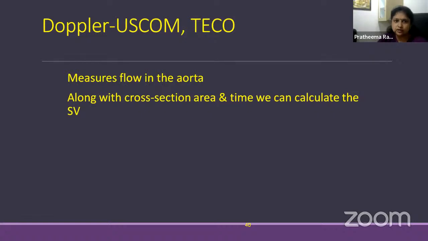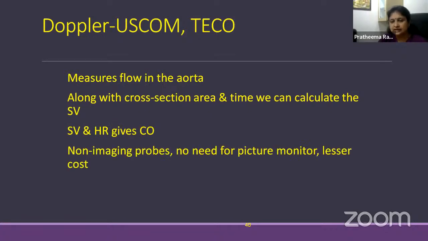So in this Doppler, we can measure the outflow of the heart. In hemodynamic monitoring, all the monitors are concentrated at the aortic root. That is where they take the cross-sectional area, which is measured along with the movement of blood and the time it takes to move, and SV is calculated. As I told you, with stroke volume and heart rate, it gives us cardiac output directly. We can get a number on a screen.